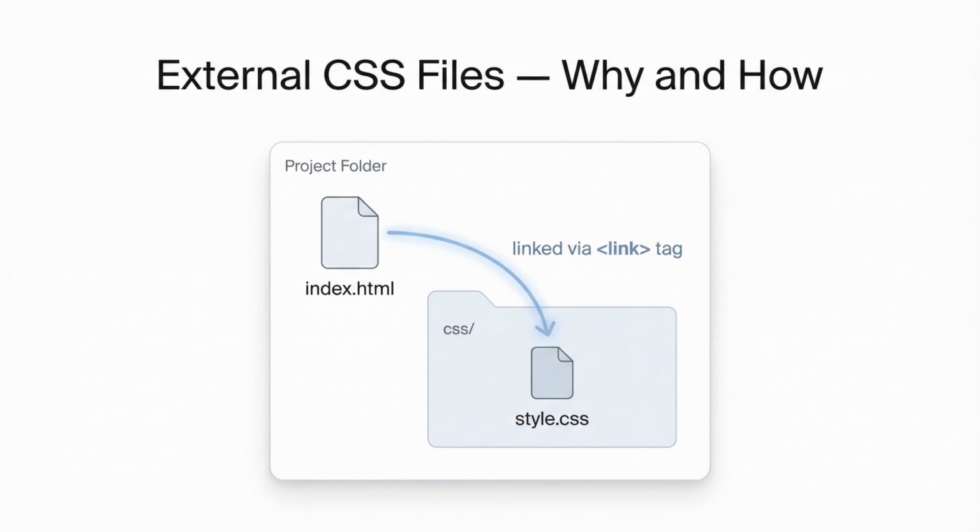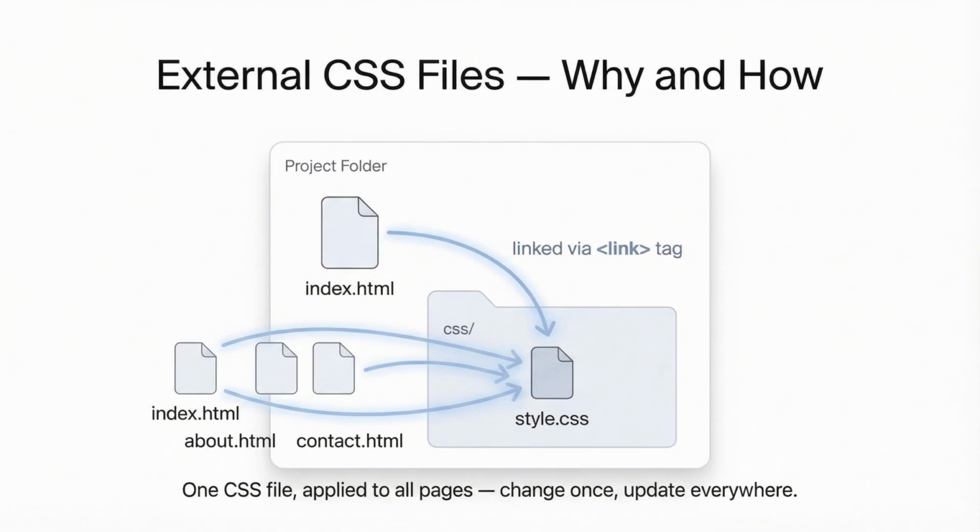The solution is to create one external CSS file and link it to all your pages. This is the real power of external CSS. You create one file, typically named style.css inside a CSS folder, and every HTML page links to it. Now, if you need to change the container width from 90% to 80%, you change it in one place, and it updates across your entire website instantly. This is standard practice in professional web development.